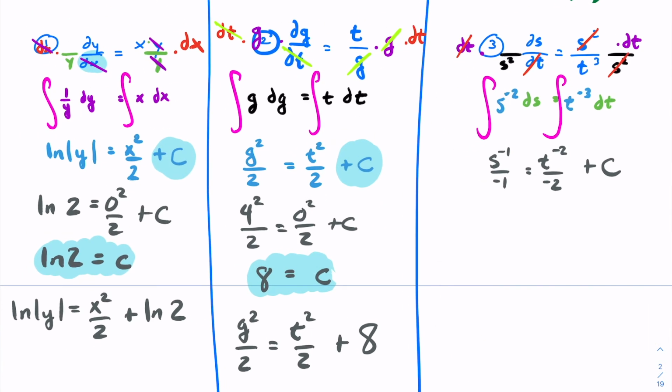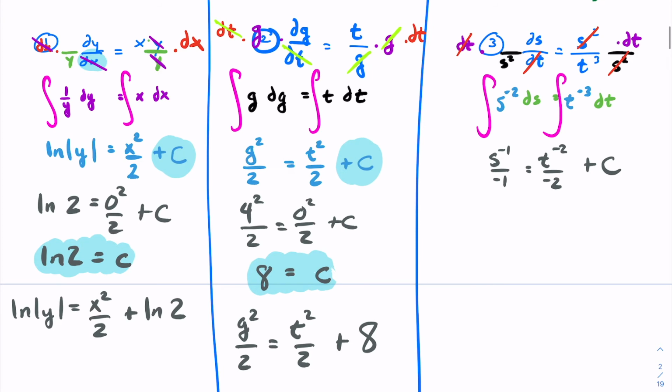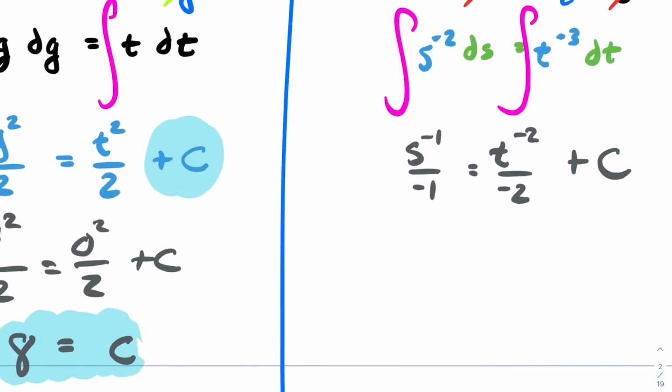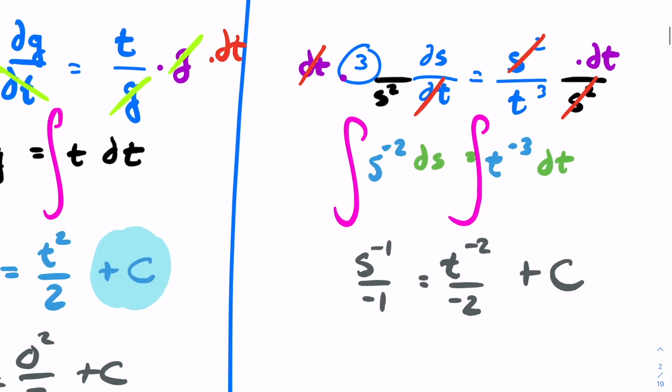Now, this last one here, it's probably best if you rewrite it. So if we rewrite the negative exponents, s to the negative 1 over negative 1 is the same thing as negative 1 over s to the first power. And this is the same thing as negative 1 over 2t squared. If you're not sure how I got that, text me.